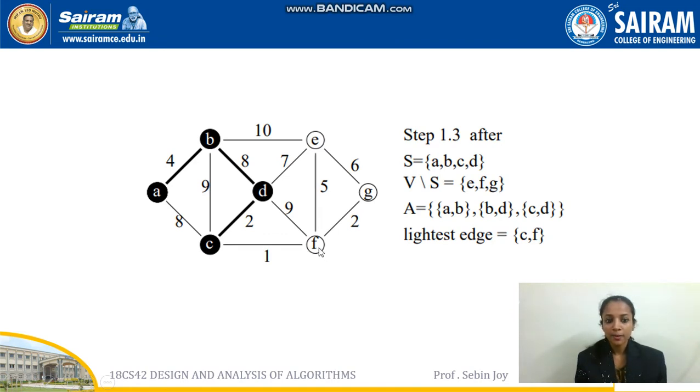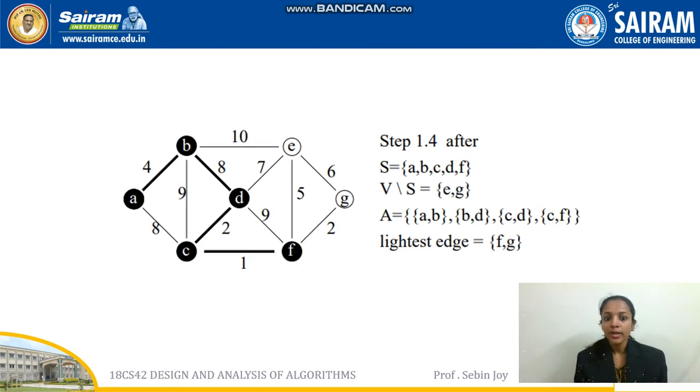Next we will visit F. That means the edge CF will be added here, and A, B, C, D, F are the visited vertices, and the remaining vertices are E and G. So from E and G we will check, from A, B, C, D, F, which is the minimum cost. So from A it is 8, from B it is 9, from C no edges, from D it's 9, and from F it is 2.